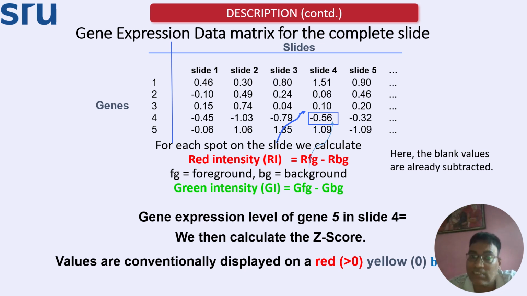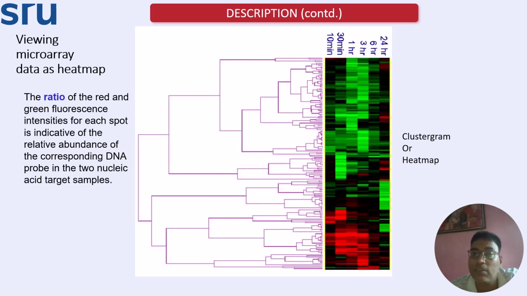Then I'm putting the statistical scores and getting the values. Some values can be plus, some values can be minus here. Then it gives me the heat map. As I showed you earlier, 10 minutes, 30 minutes, 1 hour, 3 hours, 6 hours, 24 hours, so time course experiments can be done properly here. This is the heat map of the clustergram. This is the resultant statistical clustering.